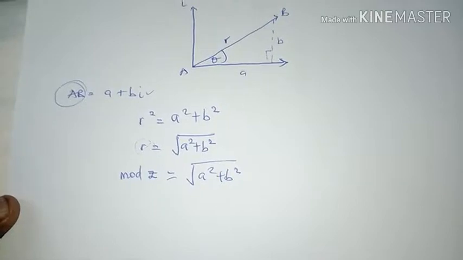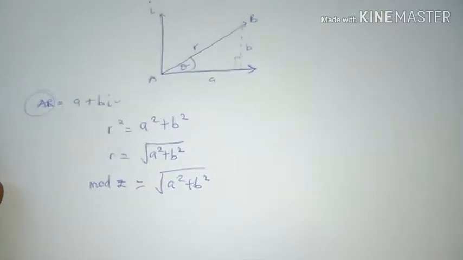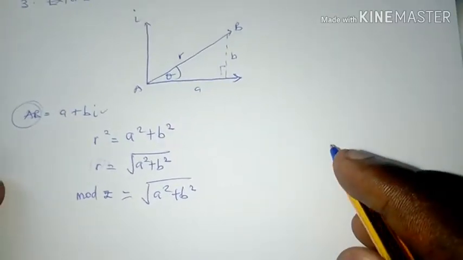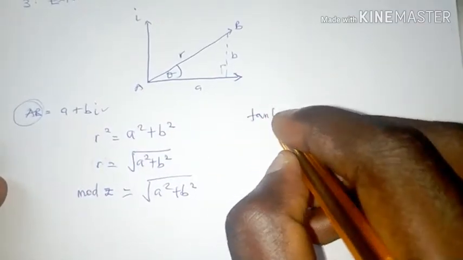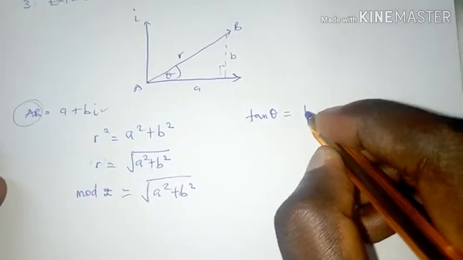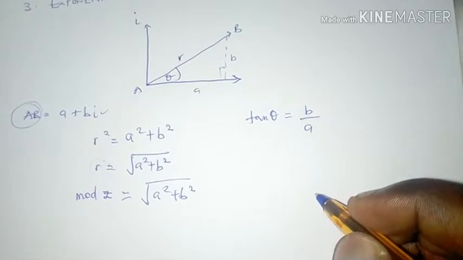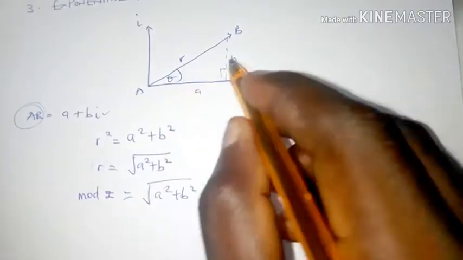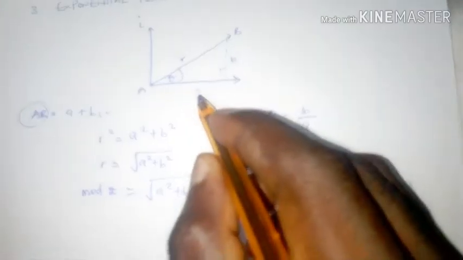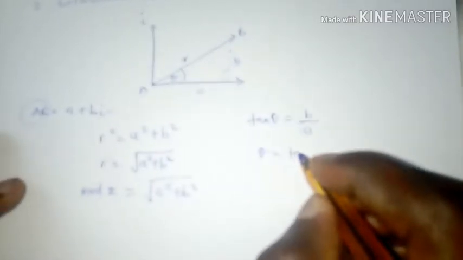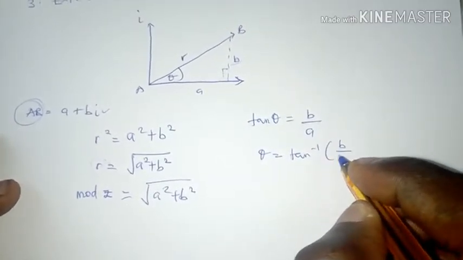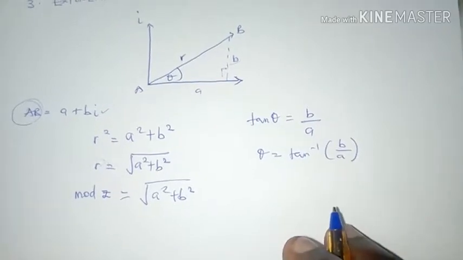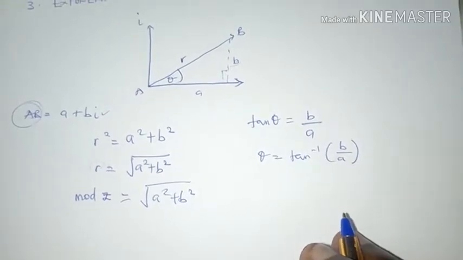Now, how do you find the angle? With the angle, we apply tangent. So now tan theta becomes b out of a. Tan, we know it to be the opposite over the adjacent. So opposite becomes b, and the adjacent a. So theta now becomes tan inverse of b out of a. So that's how we find the angle.